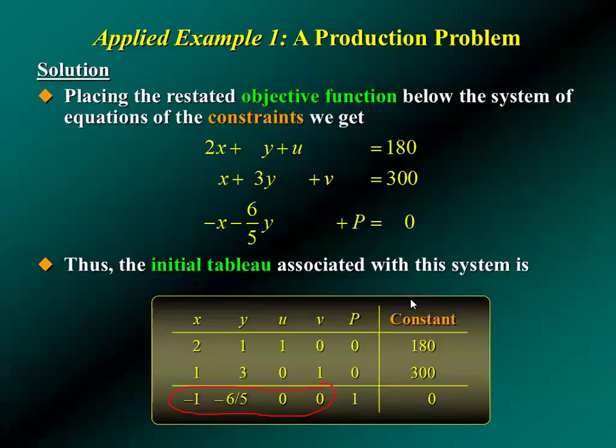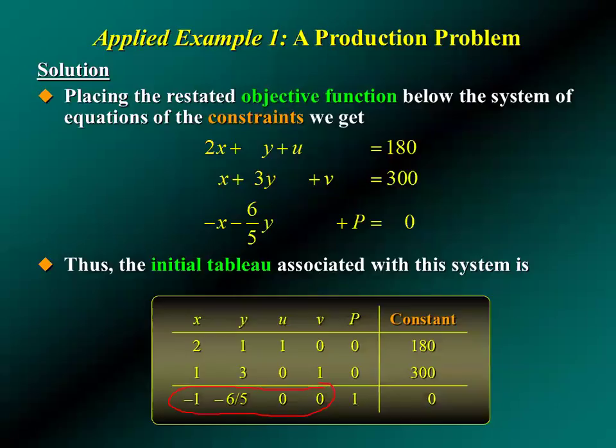Okay. Now, my initial tableau works like this. We take the constraints and write them in structural form. Each variable I'm giving a separate column: x, y, u, v, and on this side, constant. Ignore this P. We're not going to use it. Okay? Now, write down the coefficients.